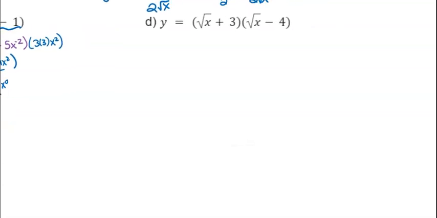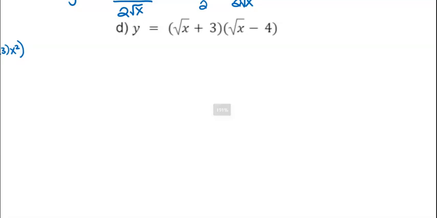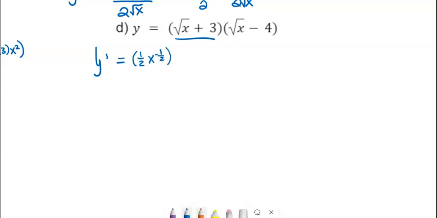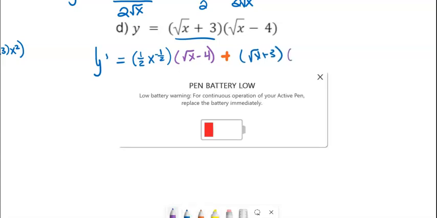Okay, let's try another one. Okay, take the derivative of the first. Keep the second as it is. Now do the opposite. Keep the first. Take the derivative of the second.